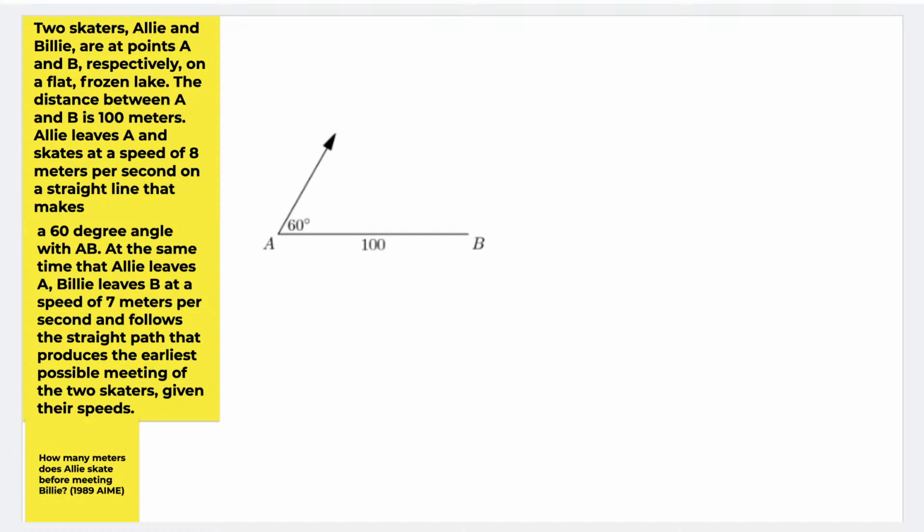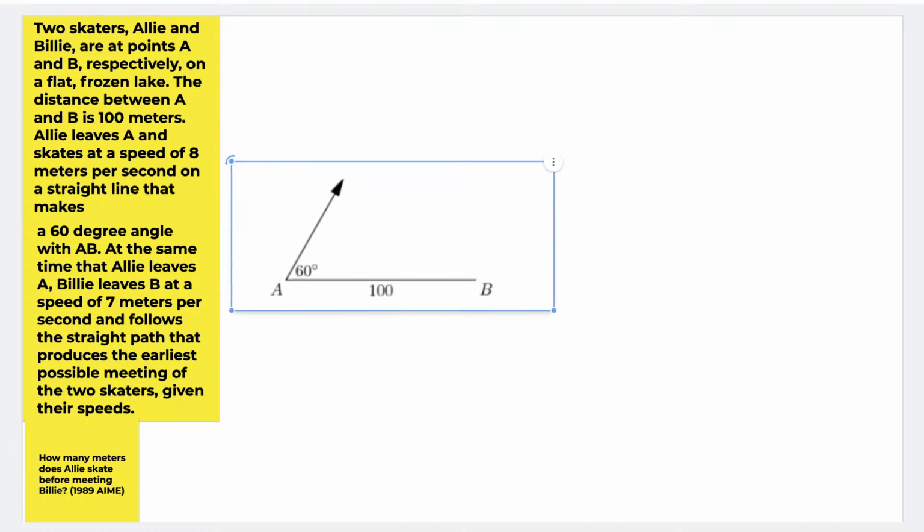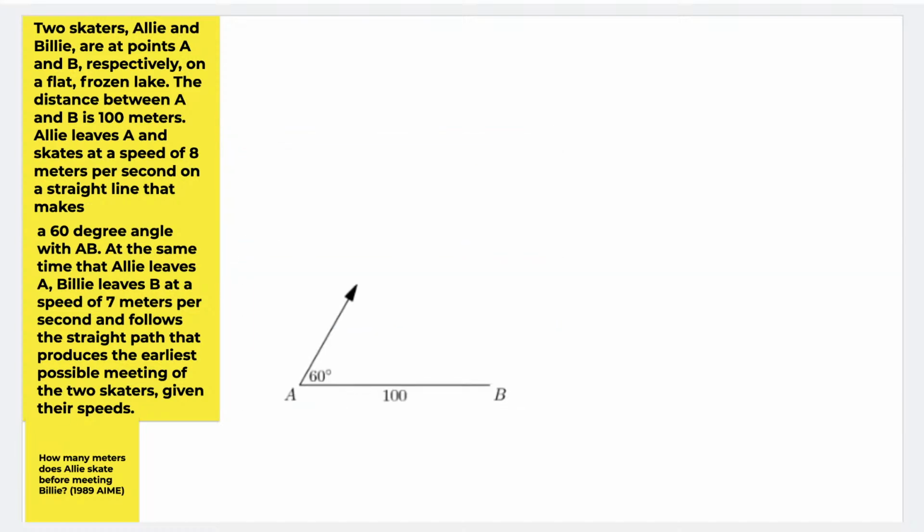At the same time, Billy leaves B at a speed of 7 meters per second and follows the straight path that produces the earliest possible meeting of the two skaters. We have to find the earliest possible meeting of the two skaters given their speeds. This problem is some algebra. Basically, they're going to meet at the same time. Pretend they meet here. So let's draw a triangle for fun and see if that works out or not.